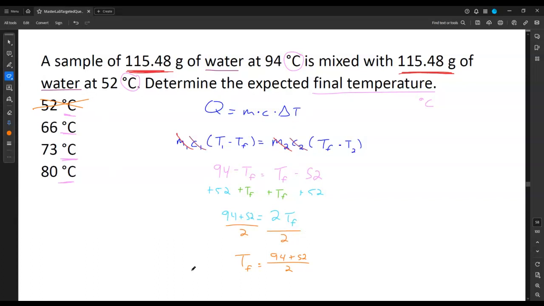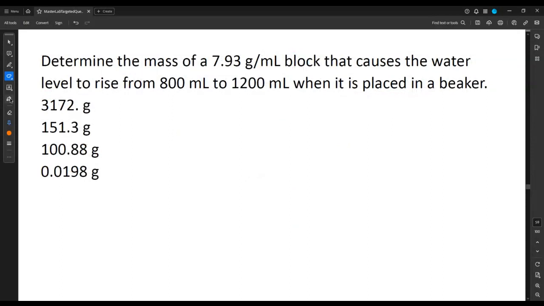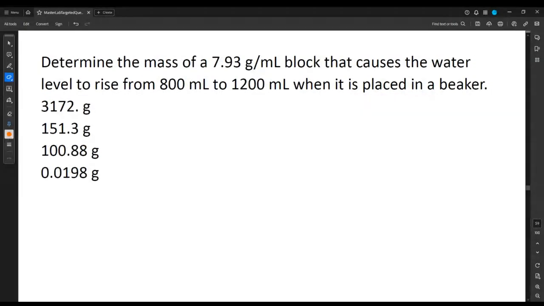Now from that, technically, you could eliminate this choice. It had to be somewhere in the middle. That seems a bit close to the 94 and a bit far away from the 52. But, from here, we can actually just take the average. So 146 seems to be the sum there, and then divide by 2. So it looks like it's going to be 73. All right, then we're almost done with this group.